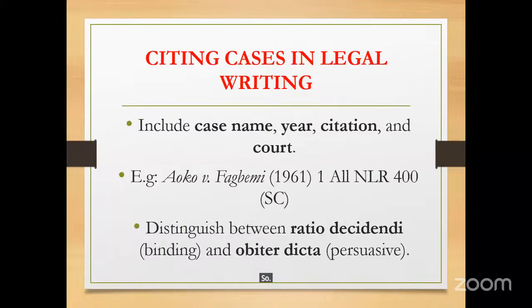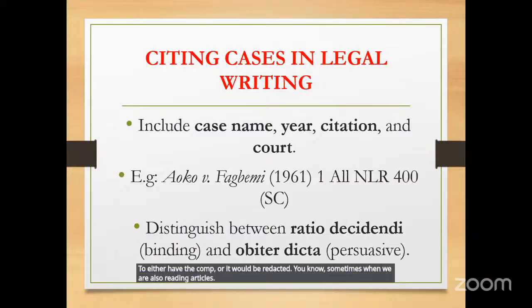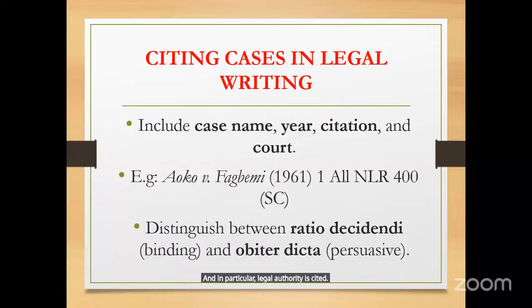So what we are saying under citing cases in legal writing is that you must be accurate and you must provide the parameters that are expected to help either the court or even the reader. Because sometimes when we are reading articles and a particular legal authority is cited, we also go on to do further research. There may be other things discovered in the said judgment that has been cited, and then one will be able to access it. It is not that you provide a legal authority that is not traceable.